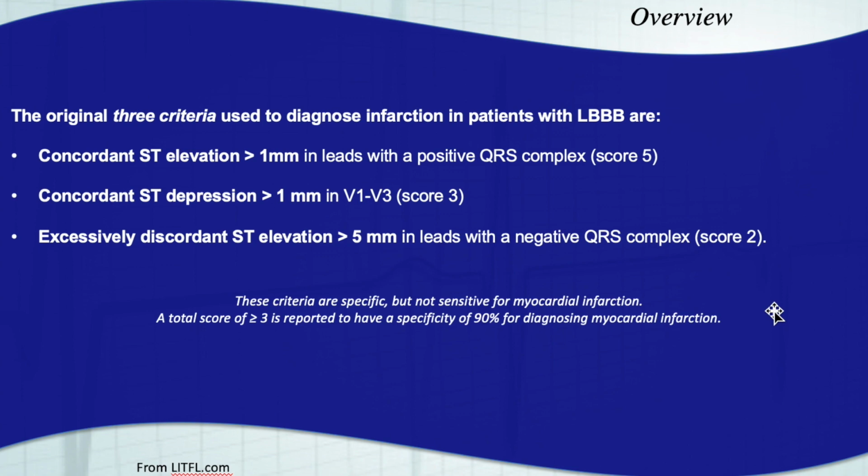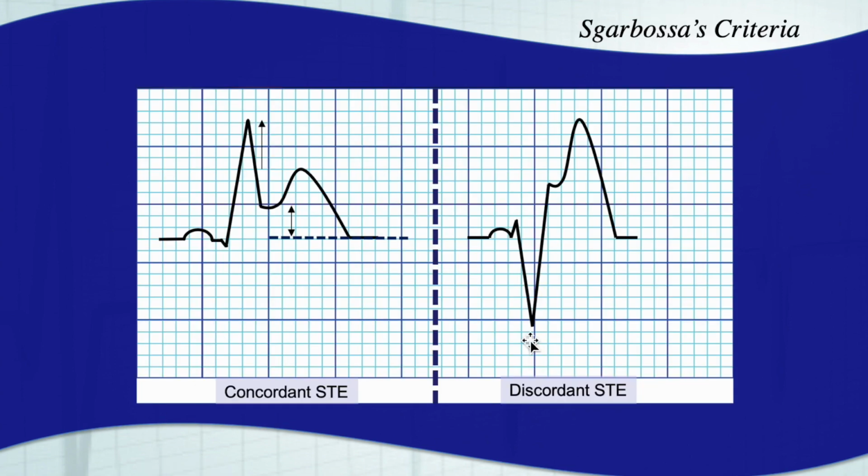These criteria are specific, but they're not super sensitive for myocardial infarction when you talk about the original Sgarbossa criteria. A total score of greater than or equal to 3 is reported to have a specificity of 90% for diagnosing an MI, meaning that it's a likelihood, 90%, that you actually have a myocardial infarction. However, there are many MIs that will go unnoticed because it's not that sensitive of a criteria.